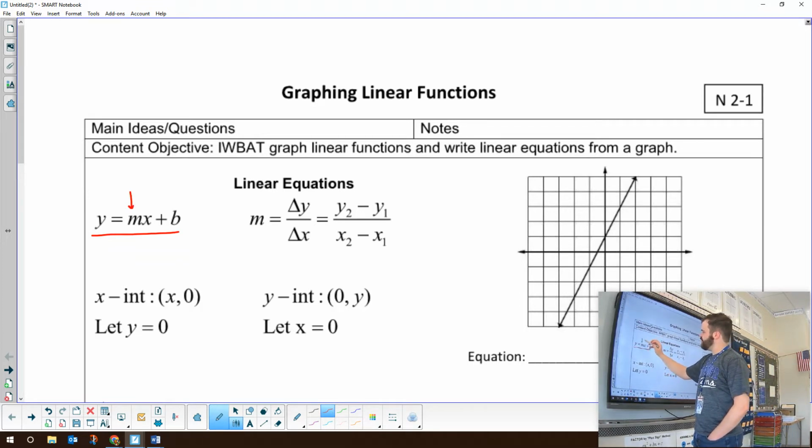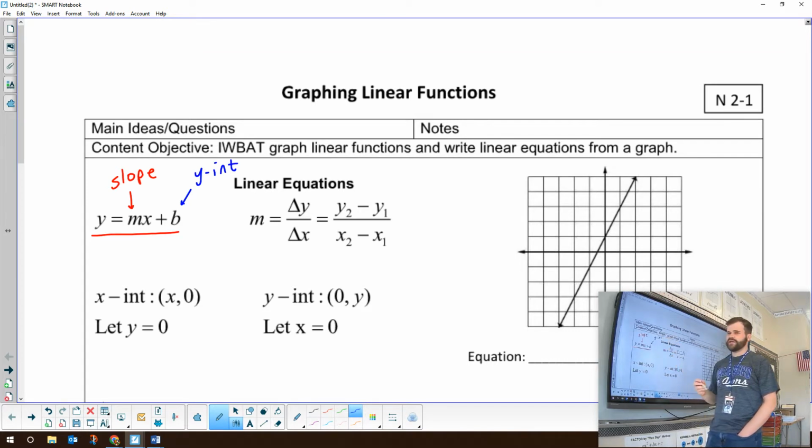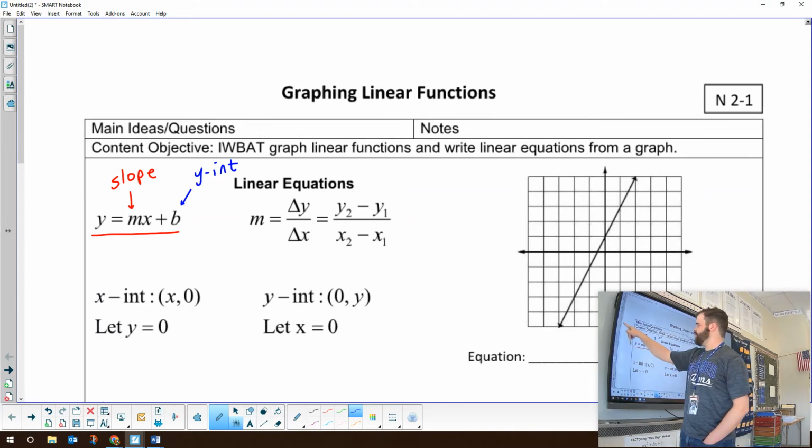But you need to understand that the m in this function, the number that's attached to the x, that is our slope. Okay, you've heard that before. And the b, that's going to be our y-intercept. Just from those 2 points, we can learn a lot about our graph, and we can also graph very efficiently. All right, there are other ways to graph though.